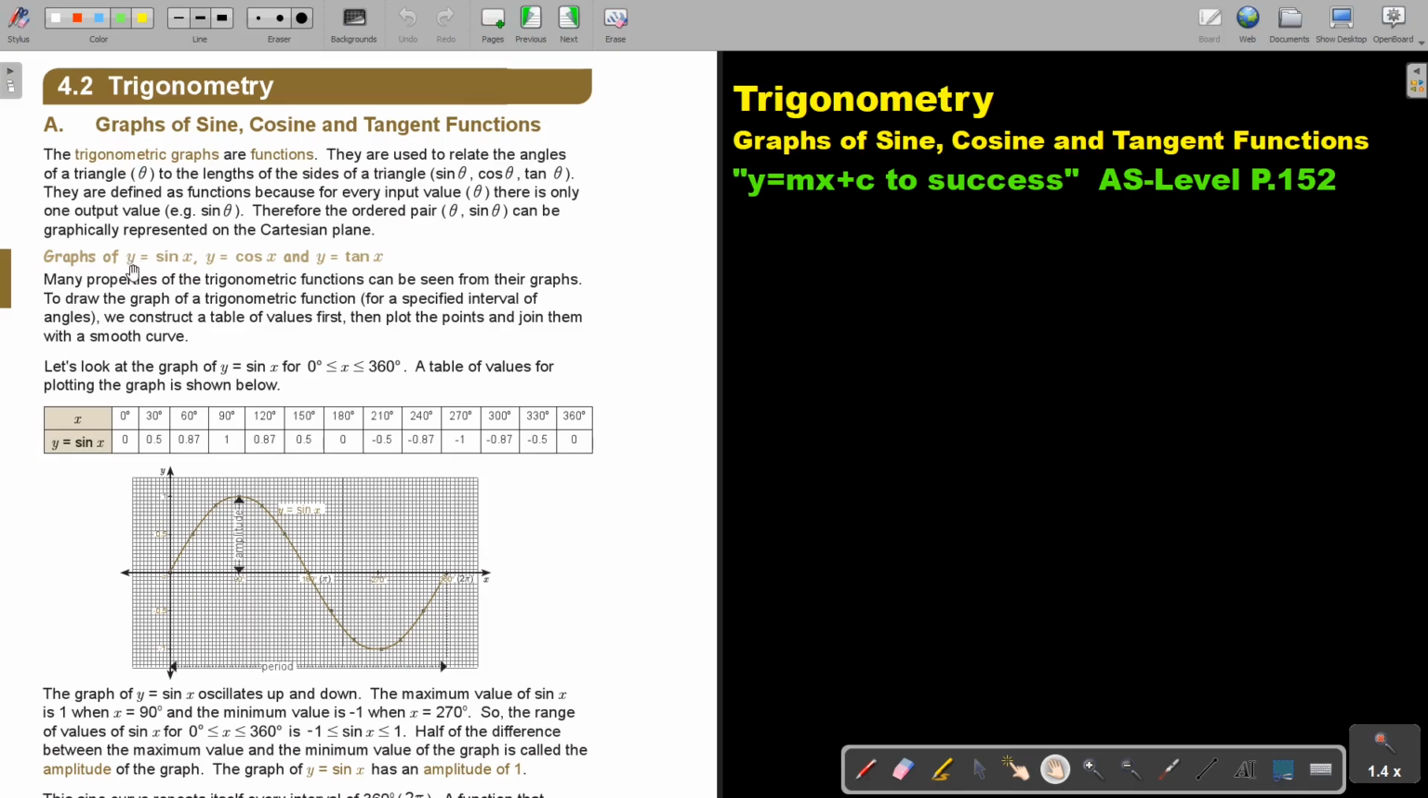Now, the graphs of y equals sin x, y equals cos x, and y equals tan x. Many properties of trigonometric functions can be seen from their graphs. To draw the graph of a trigonometric function for a specified interval of angles, we can construct a table of values first, then plot the points and join them with a smooth curve. Let's look at the graph of y equals sin x for x bigger than 0 and smaller than 360. A table of values for plotting the graph is shown below.